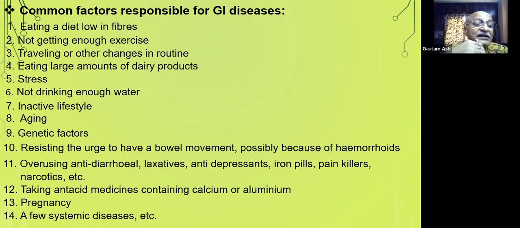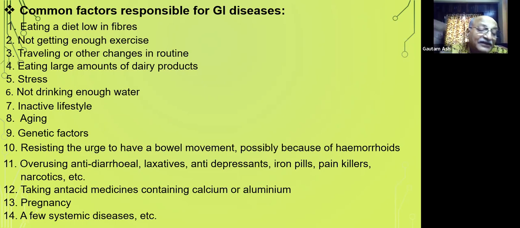These are the factors. Eating large amounts of dairy products, that means milk or milk-made products. Then stress, excessive stress, not drinking enough water, inactive lifestyle, aging. In old age, usually we have seen GI problems getting more. Then genetic factors are also giving problems. Celiac disease is one of the important diseases related to heredity or genetic factors. Then resisting the urge to have a bowel movement, possibly because of hemorrhoids, already discussed. Overusing antidiarrheal laxatives, antidepressants, iron pills, painkillers, narcotics, etc.